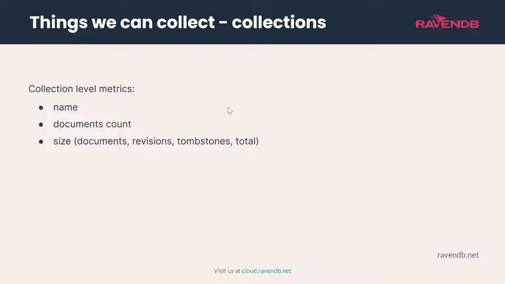And the last group of things that we can monitor are the collections. In the collections, of course, we also have information about the server, database, the collection name, and for every item, we have documents count, and we can monitor size of documents, revision, timestamp, and total size. So those are the things that we can collect.